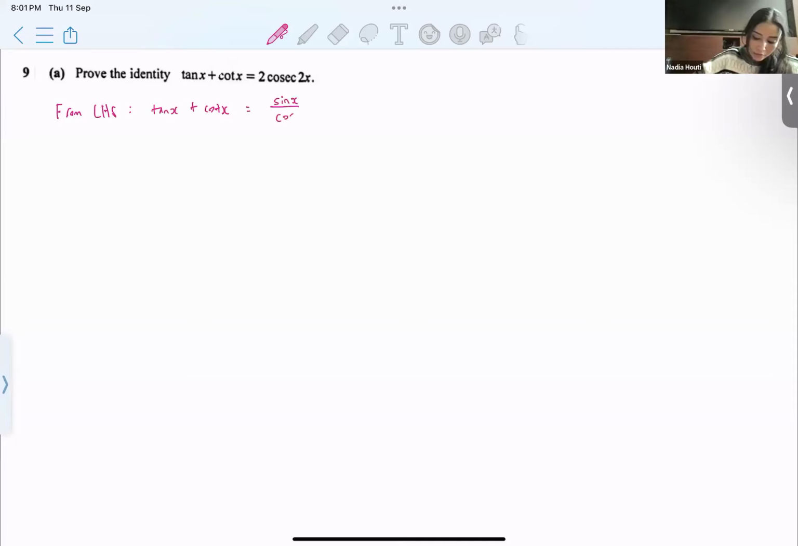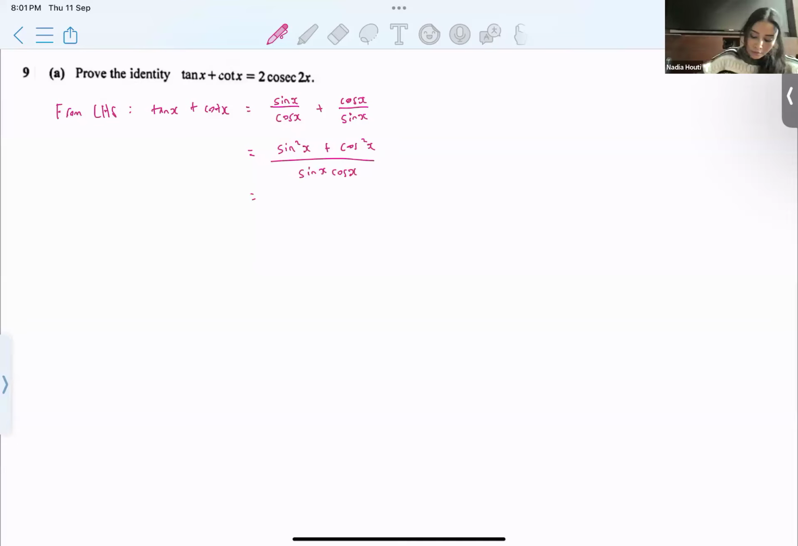sine x over cosine x. So this is what you can change tangent x to. And then plus cotangent, which is just the reciprocal of tangent, so it will be cosine x over sine x. Then after that, I'm going to combine them into one single fraction. So I need a common denominator, right? So this will be sine square x for the numerator plus cosine square x for the numerator of the other fraction. And then the denominator will be sine x cosine x.